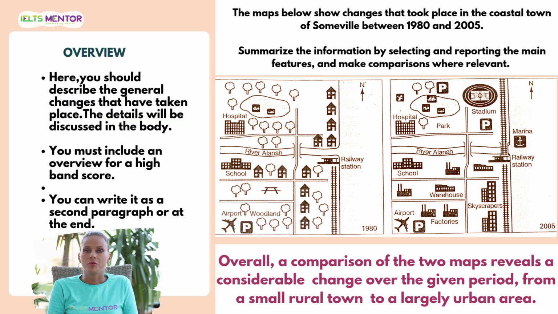Our second body paragraph is an overview. Overview is very important, and you must include it for a high band score. You will lose marks if you don't. Here you should describe the general changes that took place. The details will be discussed in the body.